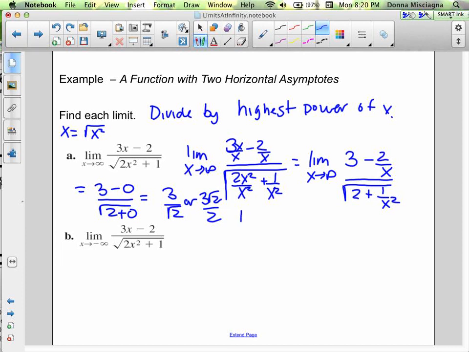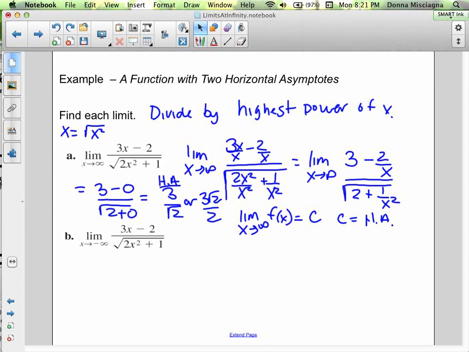So remember, if the limit as x approaches infinity for our function equals a constant value c, then y = c is the horizontal asymptote. So in this case, our horizontal asymptote, as we approach positive infinity, is going to be 3 over the square root of 2, or 3 square roots of 2 over 2. Let's take a look at as we approach negative infinity.